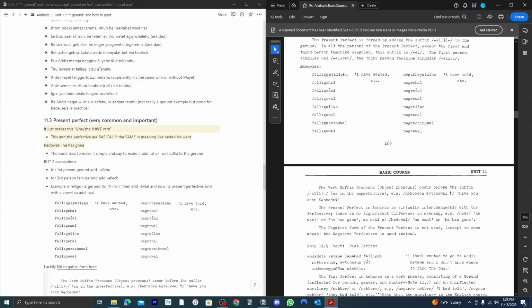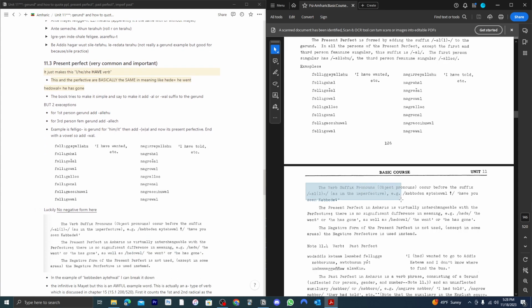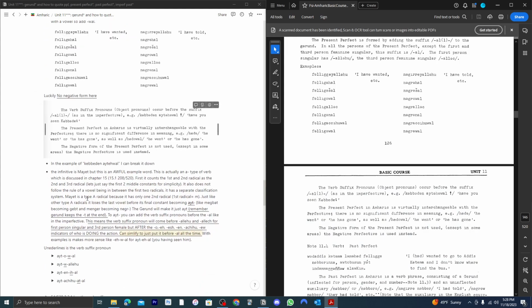where would you put them? Oh, you put them before the al. So the book I think should have put more examples. They put a little one here, kabeden ayatwal. So I'm going to go over to here. The word is mayat, and already the book picked an awful example word because of this two, three radical verb thing I mentioned in the beginning.